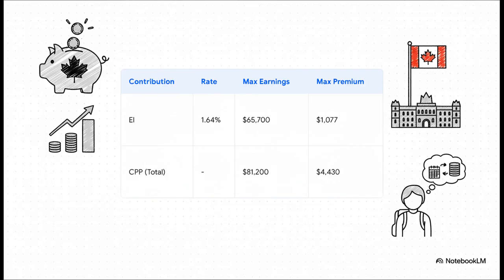For anyone who's an employee, contributions to employment insurance and the Canada Pension Plan are mandatory deductions. For 2025, an employee will contribute a maximum of $1,077 to EI for the year and a maximum of $4,430 for CPP. These amounts are calculated based on your earnings up to a certain annual limit.